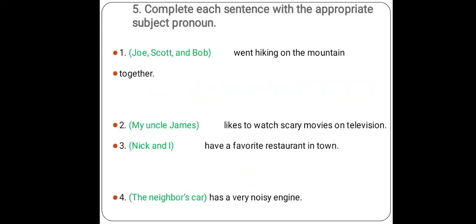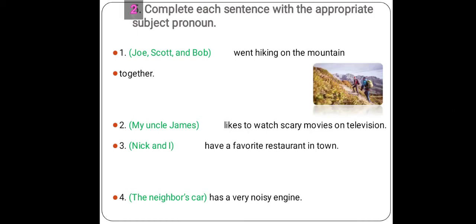Next, now we're going to change the nouns with an appropriate subject pronoun. So here, Joe, Scott, and Bob is not the object of the sentence, it's the subject. So Joe, Scott, and Bob went hiking on the mountain together. So here they are hiking on the mountain, as you see in the picture. So Joe, Scott, and Bob becomes they.